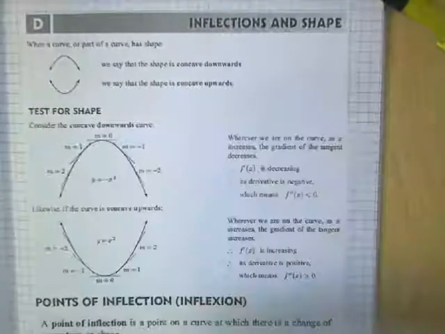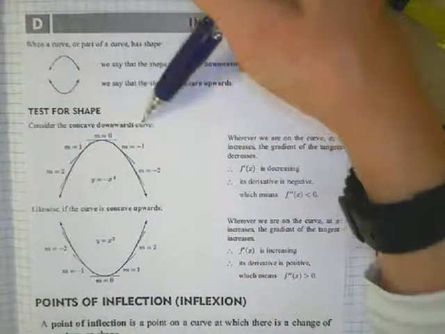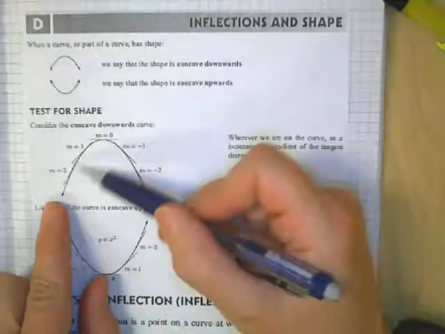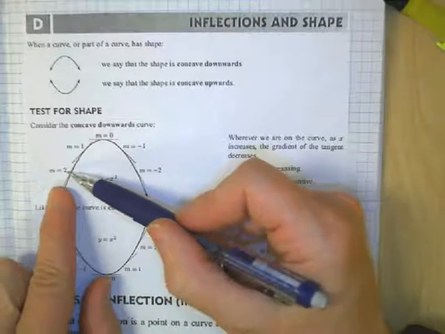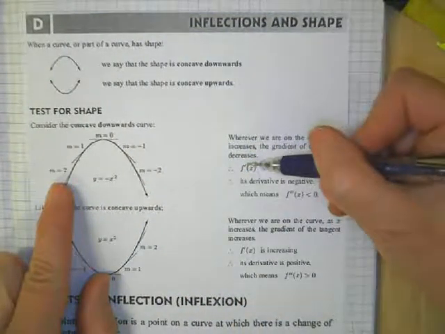Let's have a look. All right, so consider concave downwards. If we have a concave down, notice here's the slope: positive, positive, positive, negative, negative. So notice my slope values: 2, 1, 0, negative 1, negative 2. My slope values are going down, so my derivative is going to be decreasing.